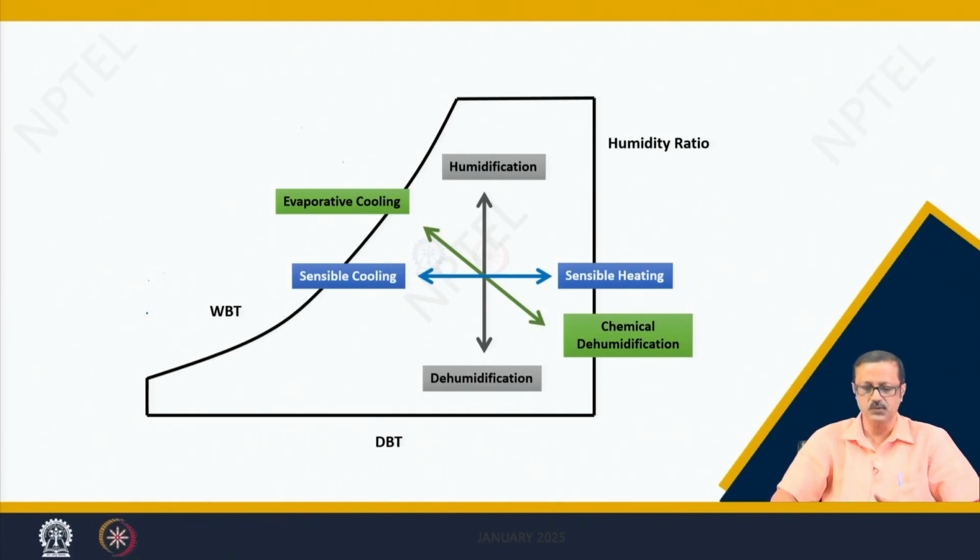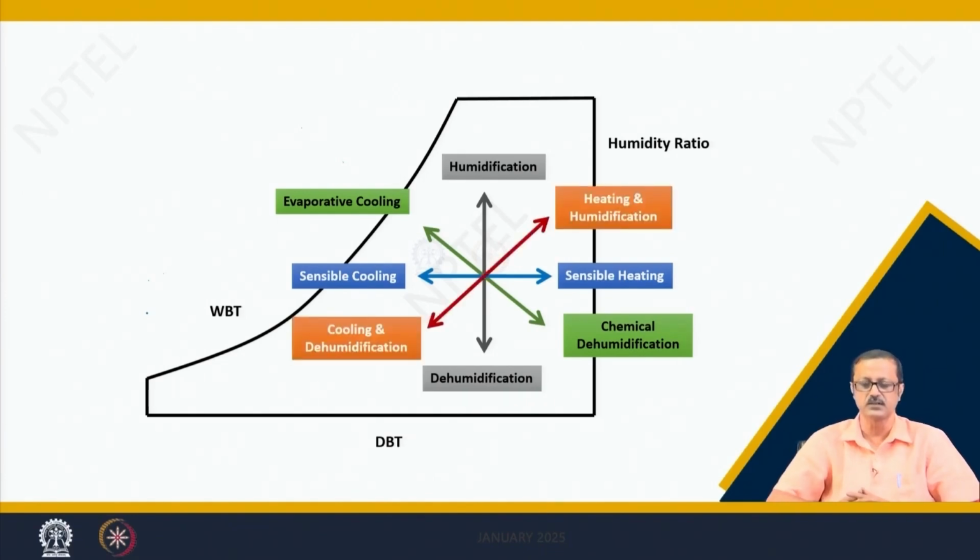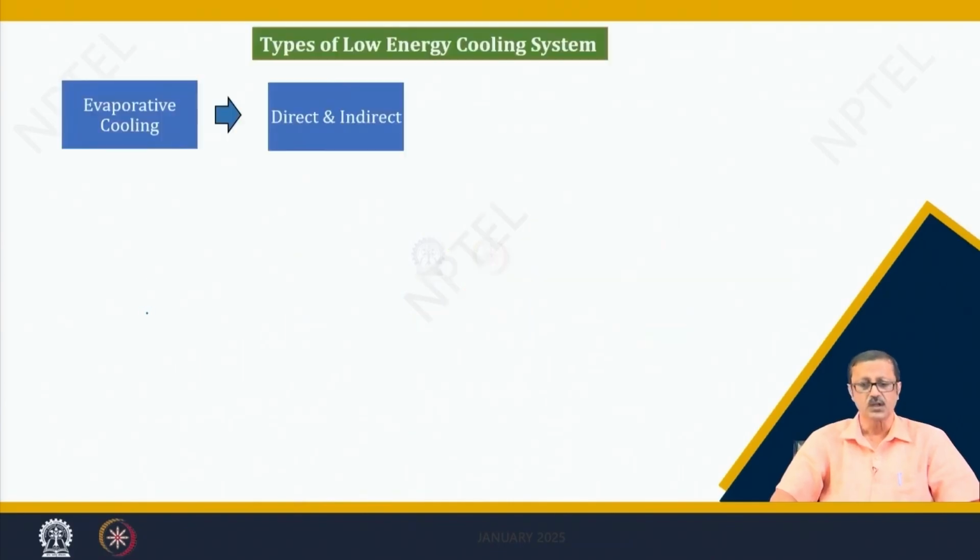So, there are another two axes, which are heating and humidification and cooling and humidification, but those axes also take a considerable amount of energy. It increases or decreases the sensible heat, it also increases or decreases the humidity ratio, or a change of the RH will take place.